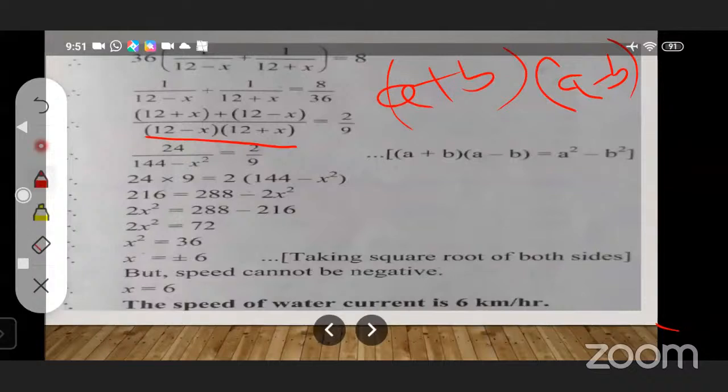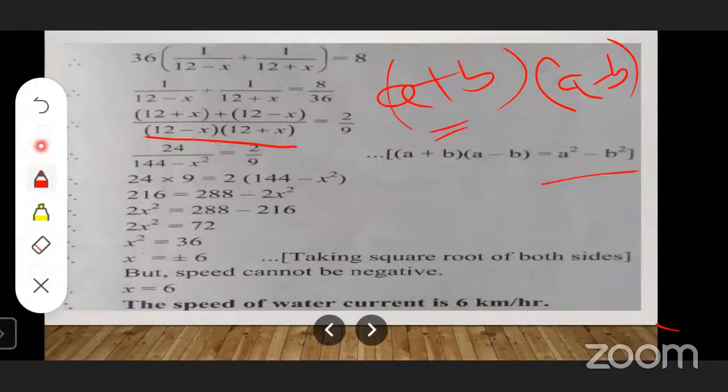You have to use this formula. So what will you get? a square minus b square. Here a is 12 and b is x. So what is a square? a square is 12 square, that is 144, minus b square. b is x, so minus x square.